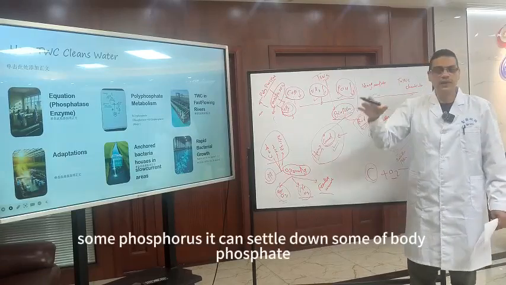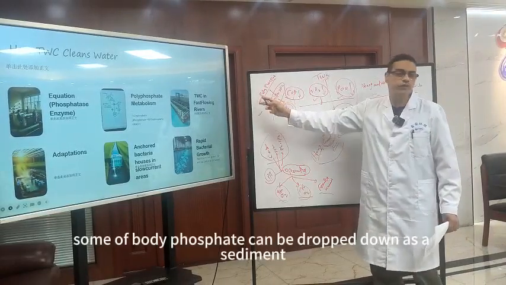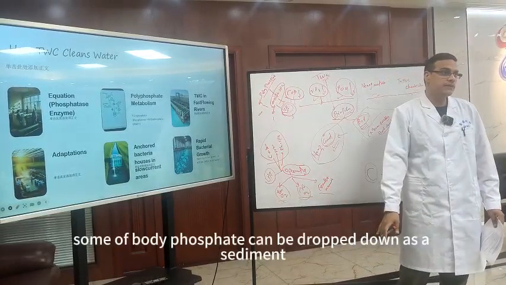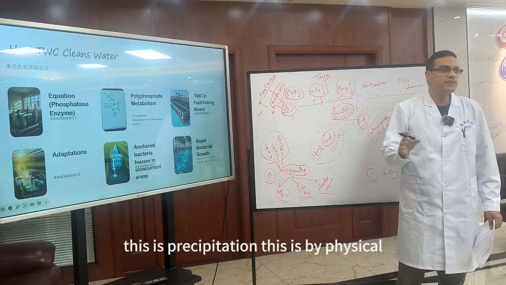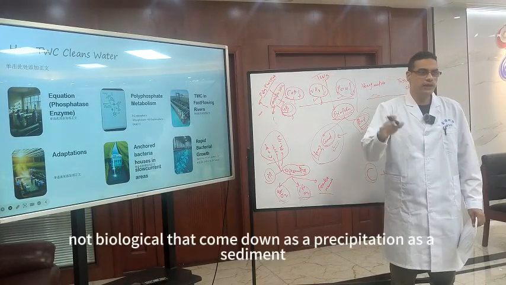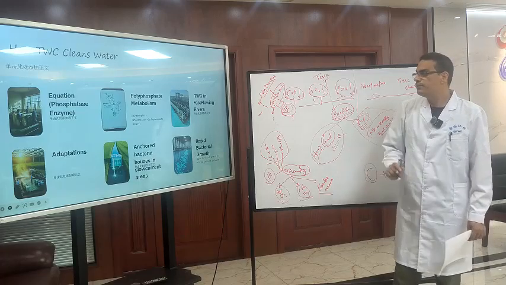Now it converts from the water to another organism, so no problem. Also, some phosphorus can settle down. Some of the polyphosphate can drop down as sediment. How can it drop down? This is precipitation. This is biophysical, not biological. It comes down as precipitation, as a sediment.